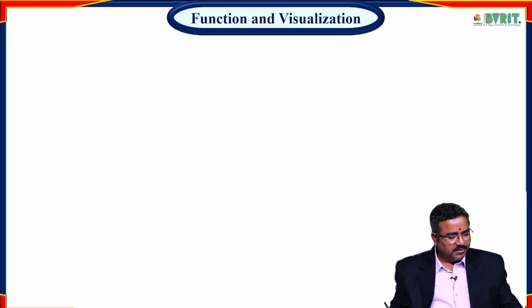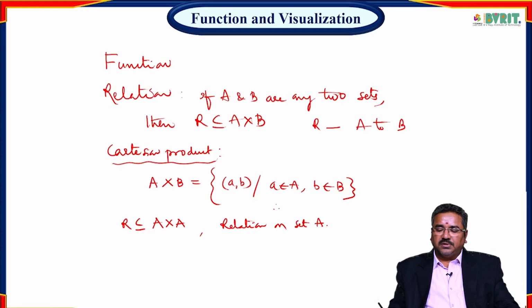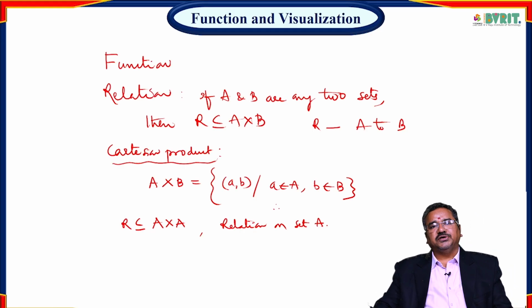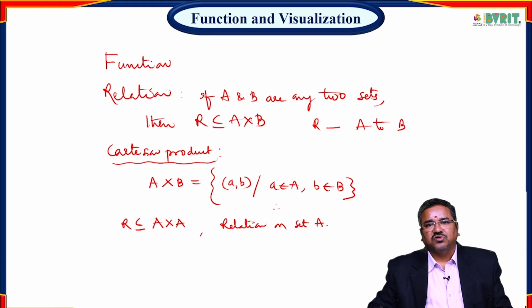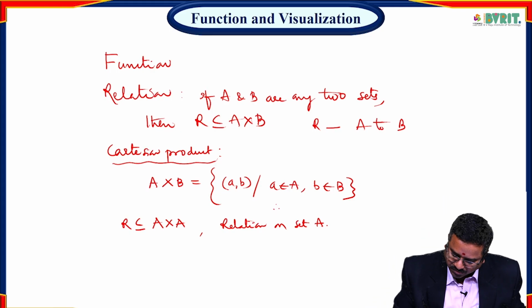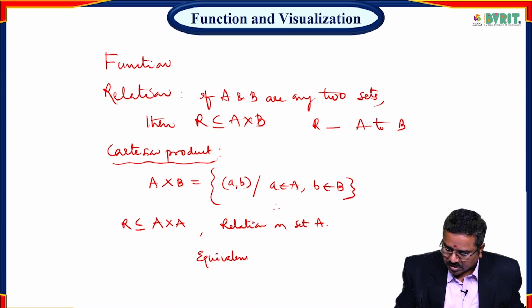And we are familiar from the lower classes that if any relation on a set satisfies the three properties, namely reflexive, symmetric and transitive, that relation is called an equivalence relation. You heard this: equivalence relation.